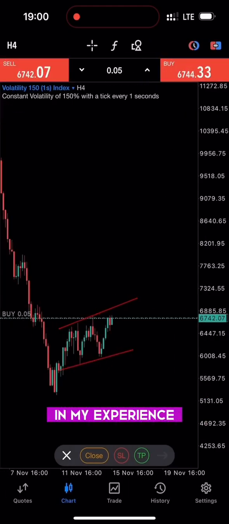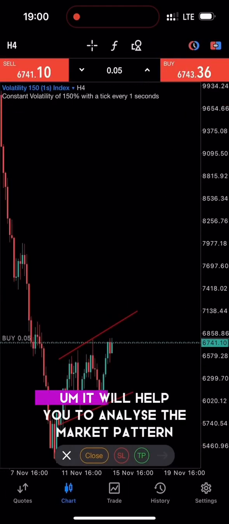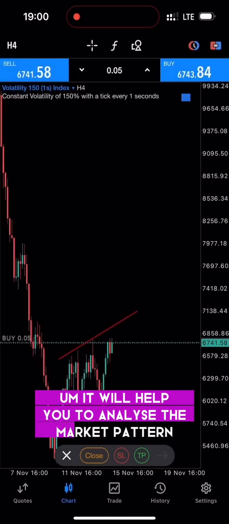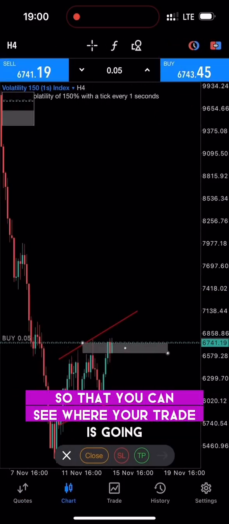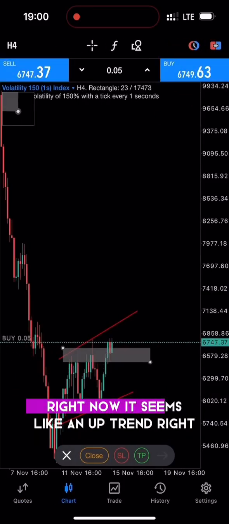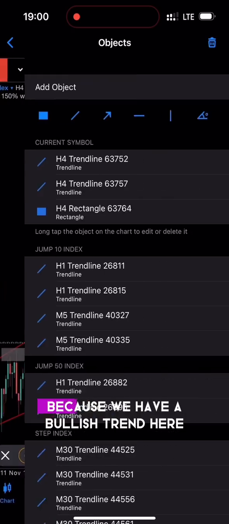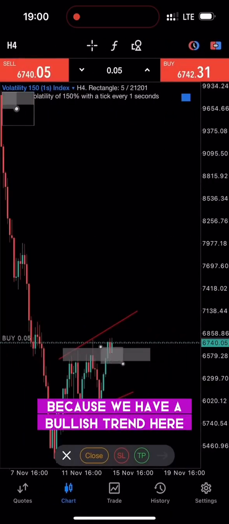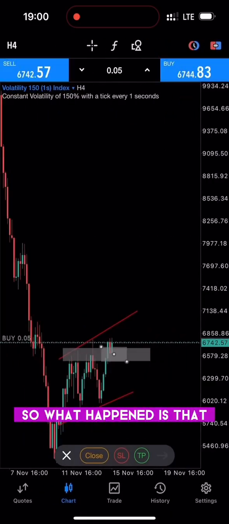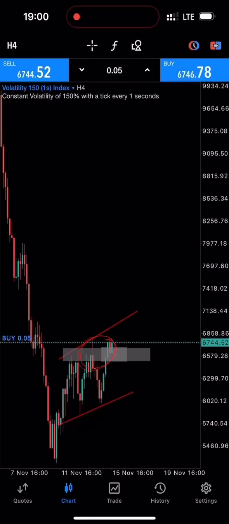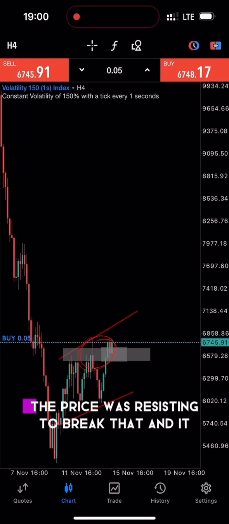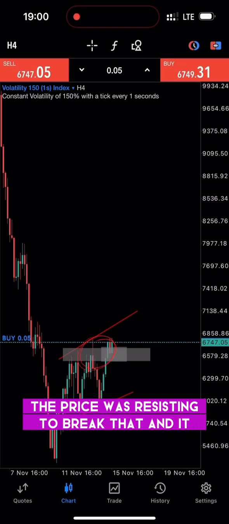In my experience, drawing trend lines will help you to analyze the market pattern so that you can see where your trade is going. Right now, it seems like an uptrend, right? Because we have a bullish trend here. So what happened is that there was a break of structure here to the left. The price was resisting to break that, and it finally did.